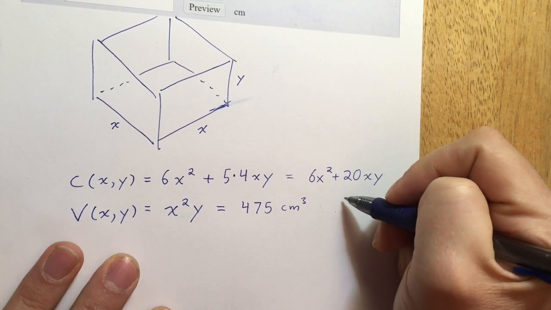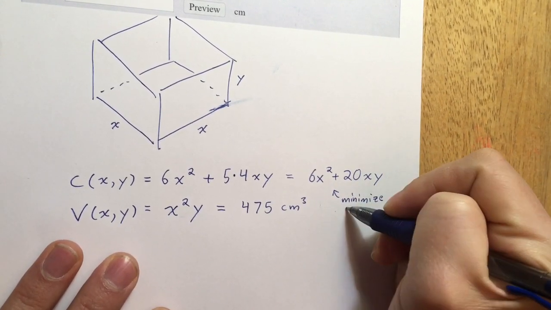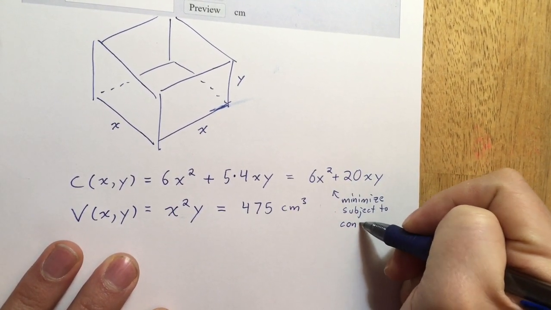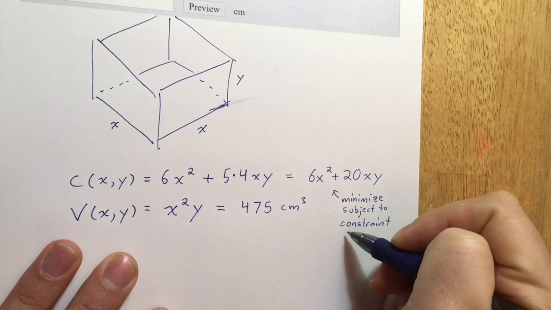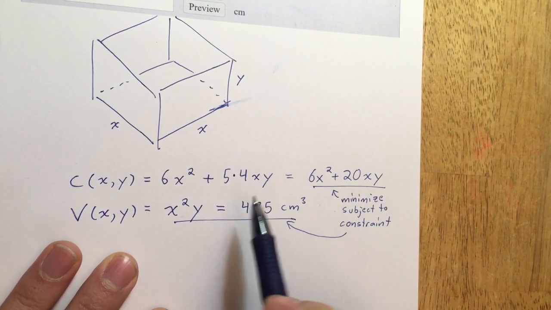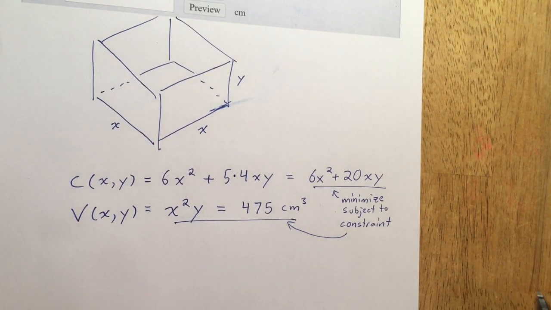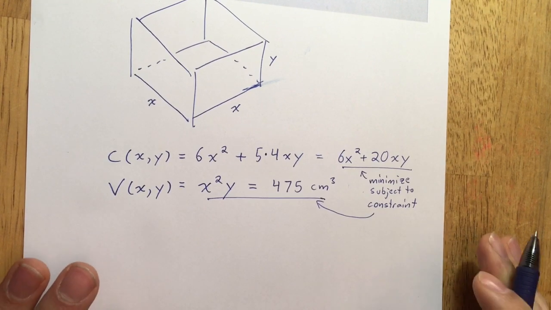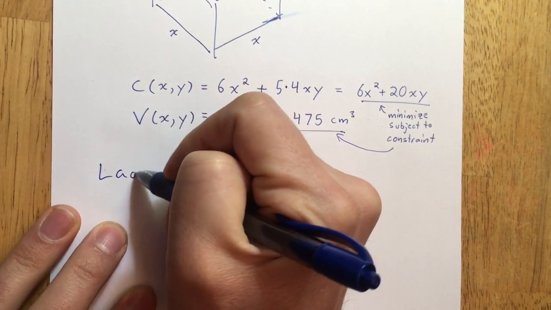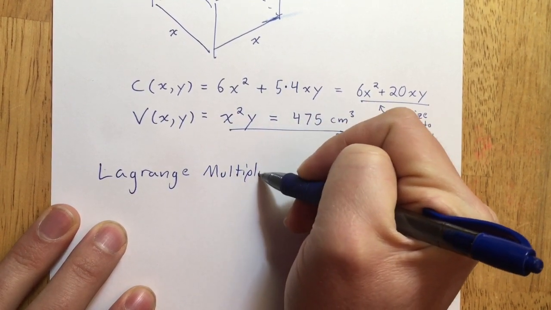This is actually our constraint. So what we want to do here is minimize our cost subject to a constraint. What is our constraint? It's this equation here. So we want to minimize this expression subject to this constraint. And whenever you want to minimize something subject to a constraint, you want to use the method of Lagrange multipliers. That's what we'll be doing here.